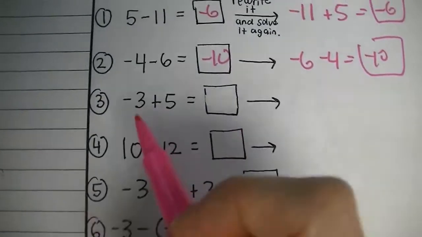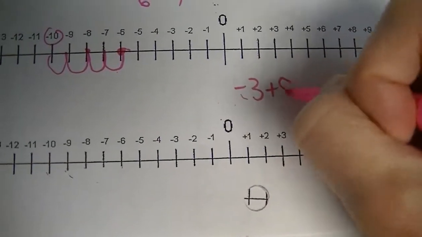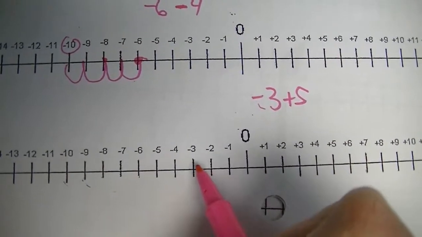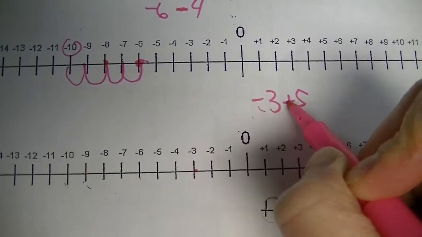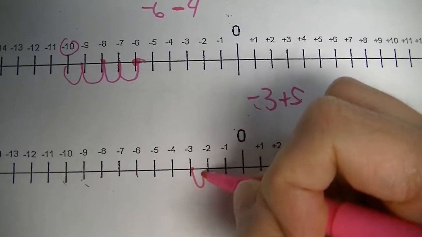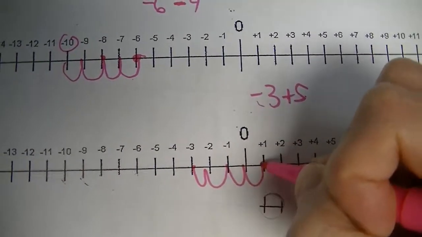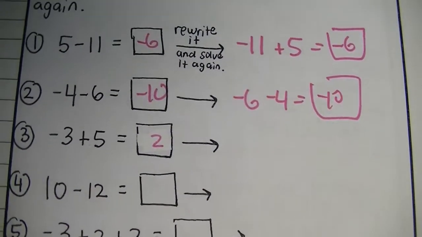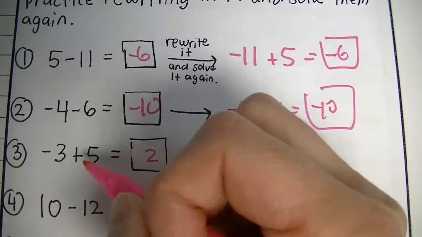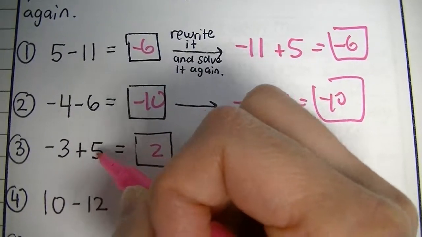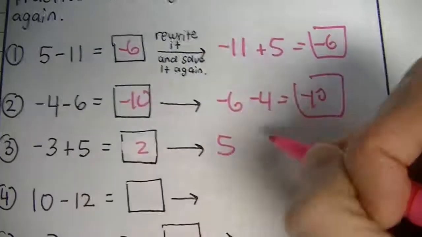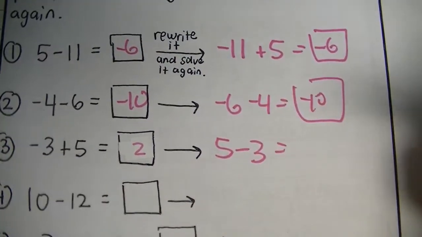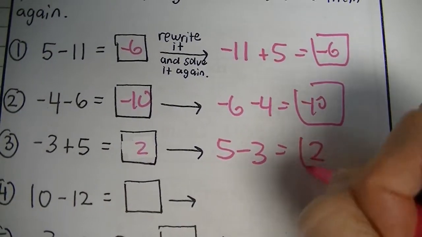Okay, the next problem says negative 3 plus 5. So using our number line, we're going to start at negative 3, and then we're going to go to the right 5 units. 1, 2, 3, 4, 5. That puts us at positive 2. You can just write 2, okay? Same thing. And we're going to go ahead and rewrite it. Keep the symbol directly in front of it. So that's a positive 5 and a minus 3. So it's really 5 minus 3, and I think you know that is 2.